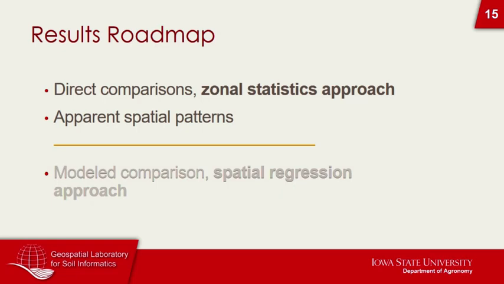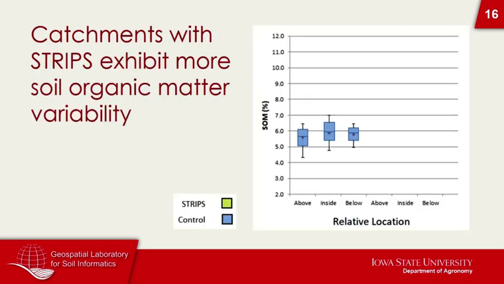So now I'm going to go over the results. The first part is going to talk about direct comparisons using a zonal statistic approach. We're going to then see some apparent spatial patterns. The second part, we're going to do some model comparisons using a spatial regression approach. Just a small disclaimer, these are not process models. All right. So first, we're going to look at organic matter.